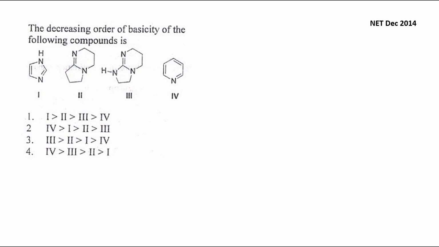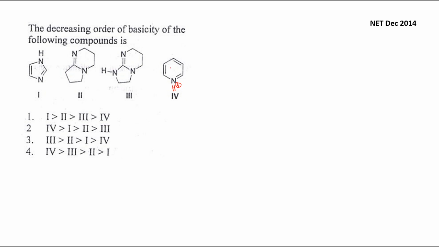Arrange the following compounds in decreasing order of basicity. In all these compounds, only in the last one do we have a single nitrogen. This is basically pyridine. Once you protonate it, in the conjugate acid, there is no added stability because delocalization is not possible. That is, the positive charge is localized.